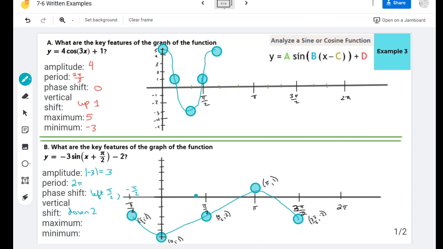Now our maximum is our new highest value, which is here at 1, and our minimum's down here at -5. So see why it's so much easier to graph it real quick to see those max and min?